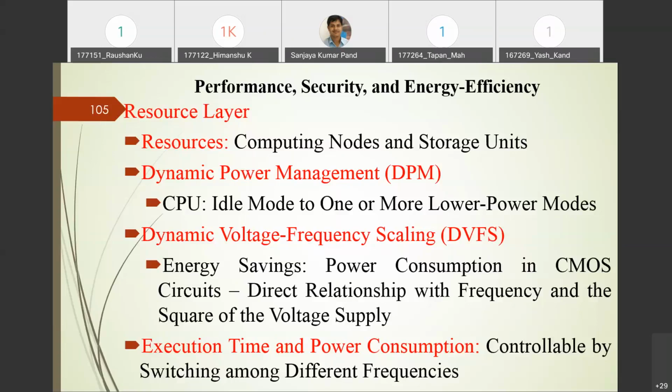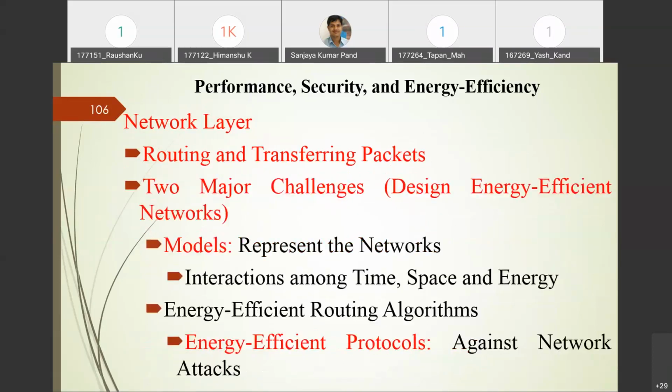In order to save energy, we are concentrating on the power consumption of the CMOS circuit, the circuit you are using in a processor. It has a direct relationship with the frequency and the square of the voltage supply. You see the relationship between frequency and voltage here. So DVFS says, if voltage is increased, then the power required also increases. So you should not increase the voltage. Better if somebody requires 200 voltage. In the next slide I will tell you; it is more clear in this particular slide.